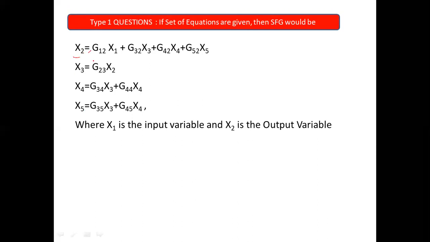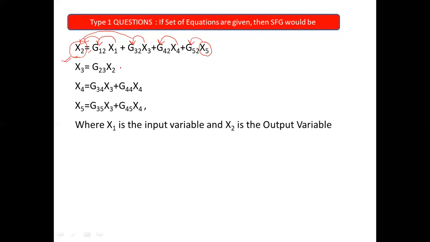We have to look at this equation x2. How are we getting the value of x2? Just see, when x1 is multiplied by g12, we get x2. Likewise, when x3 is multiplied by g32, we get x2. When x4 is multiplied by g42, we get x2. When x5 is multiplied by g52, we get x2.